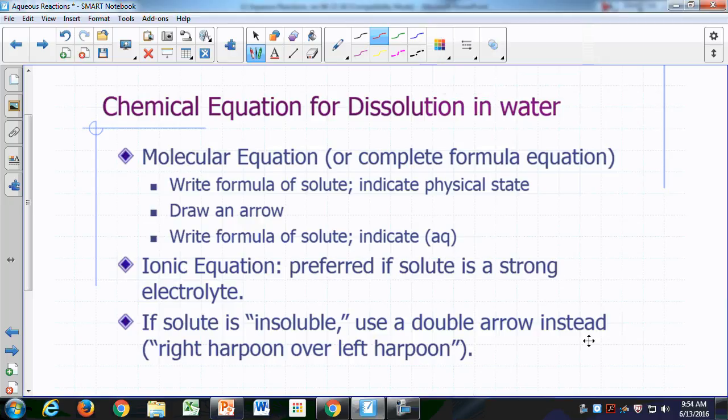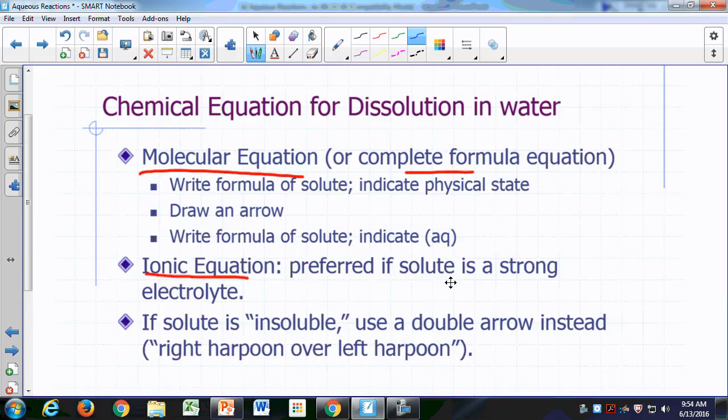There are two ways that you can represent the dissolution in water by a chemical equation. One is using what's called a molecular equation, or a complete formula equation, and the other one, if you're dealing with a strong electrolyte, is what's called an ionic equation, which is preferable. So how do we write a molecular equation?